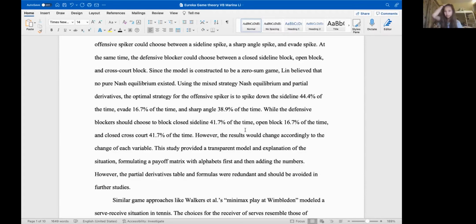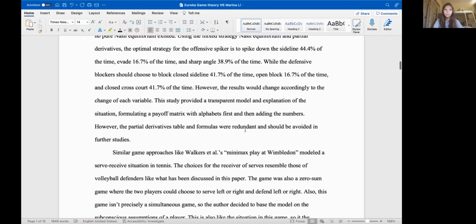In her paper, she believed that the model constructed would be a zero sum game. So she thinks that no pure Nash equilibrium existed in the whole situation. She used the mixed strategy Nash equilibrium and partial derivatives to calculate the results and also applied it to a more daily situation.